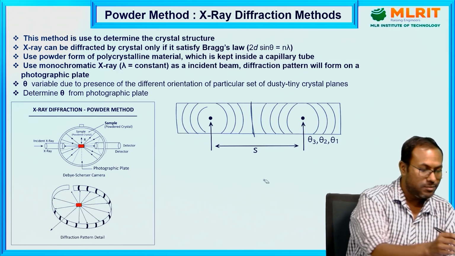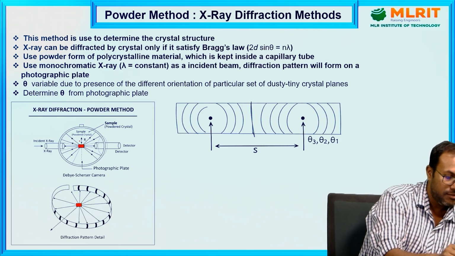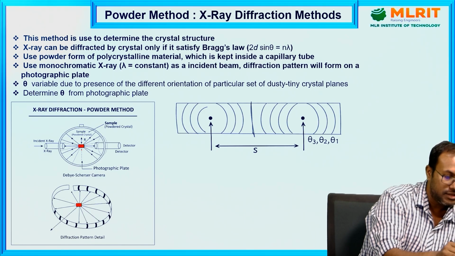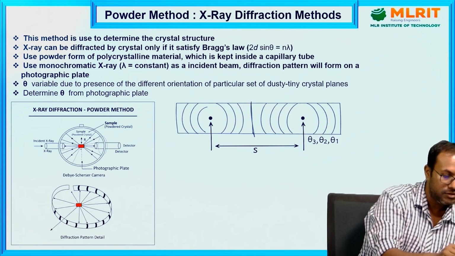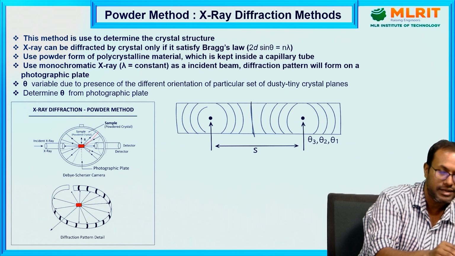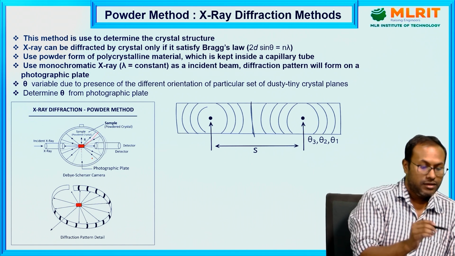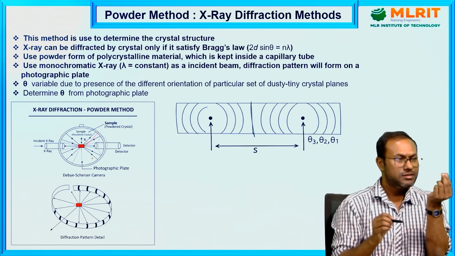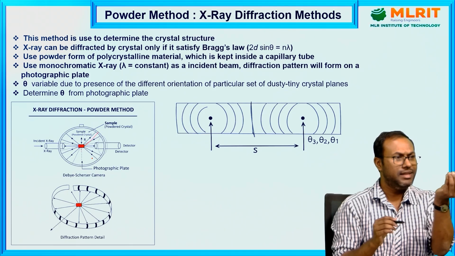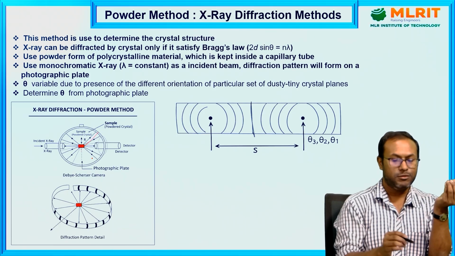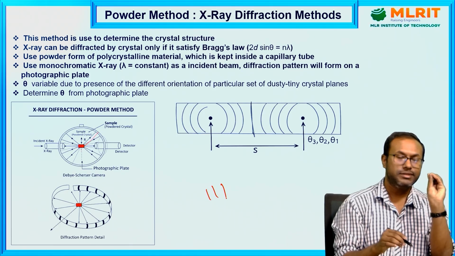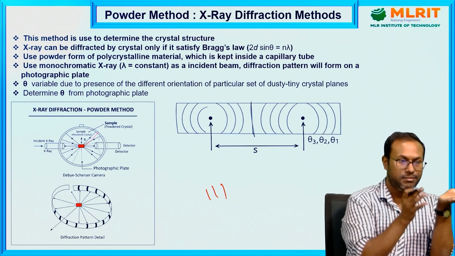Now what will happen? Suppose the incident ray is coming, and these are capillary tubes which contain the crystal structures. The light comes and falls on them, and after that it is deviated or diffracted in different directions. In these powders there are several tiny crystal planes. Suppose there is one particular plane, and those planes have different orientations in that powder.